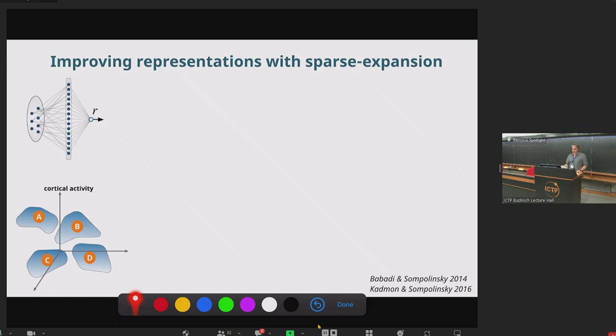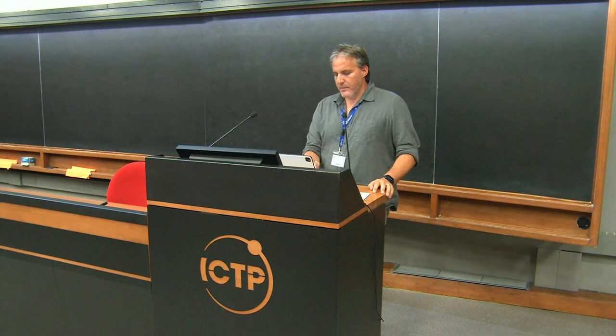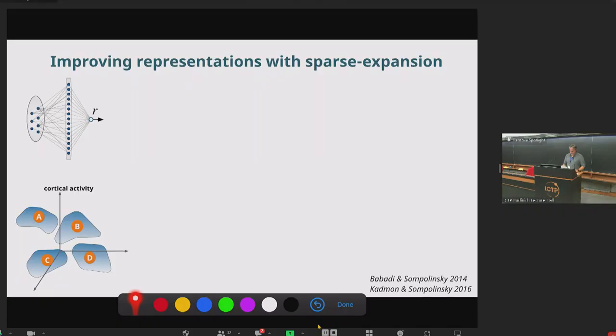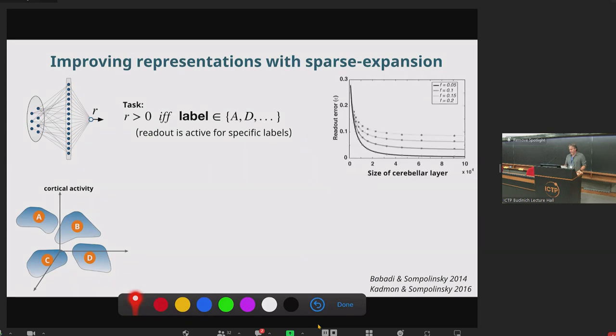we can think of, imagine that this is a cortex now. Let's ignore the recurrent connectivity, but there are some blobs of activity. Each blob could be something that we want to learn, or a representation of different tasks. And what we have seen in previous work is that as we increase the size of this cerebellar layer and the sparsity of activity, we can read things from it much more easily.